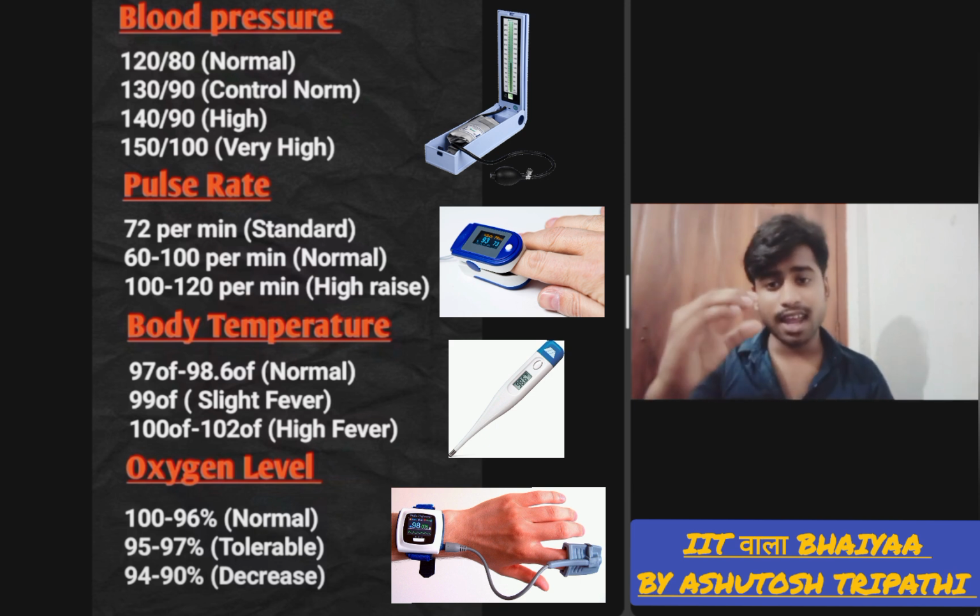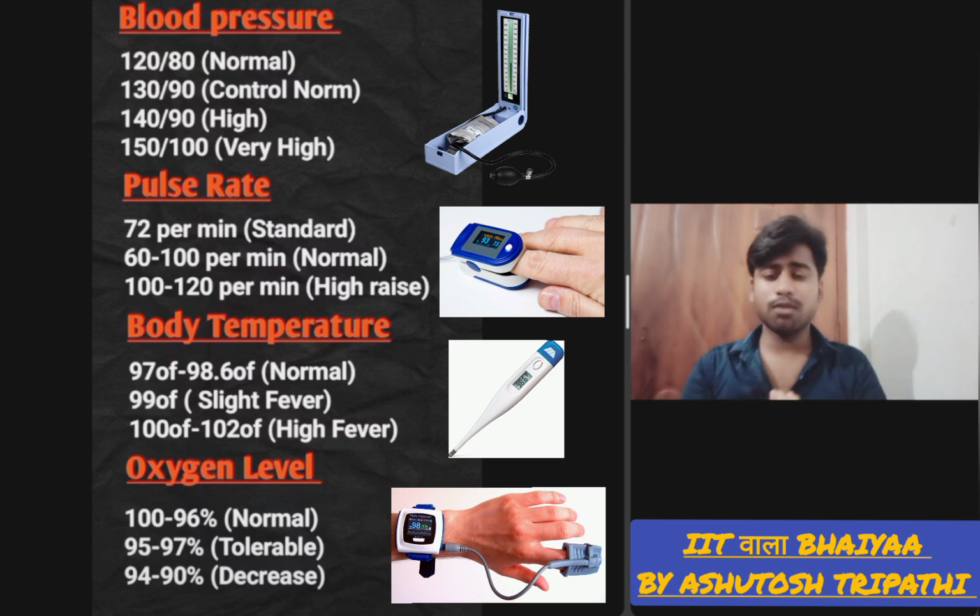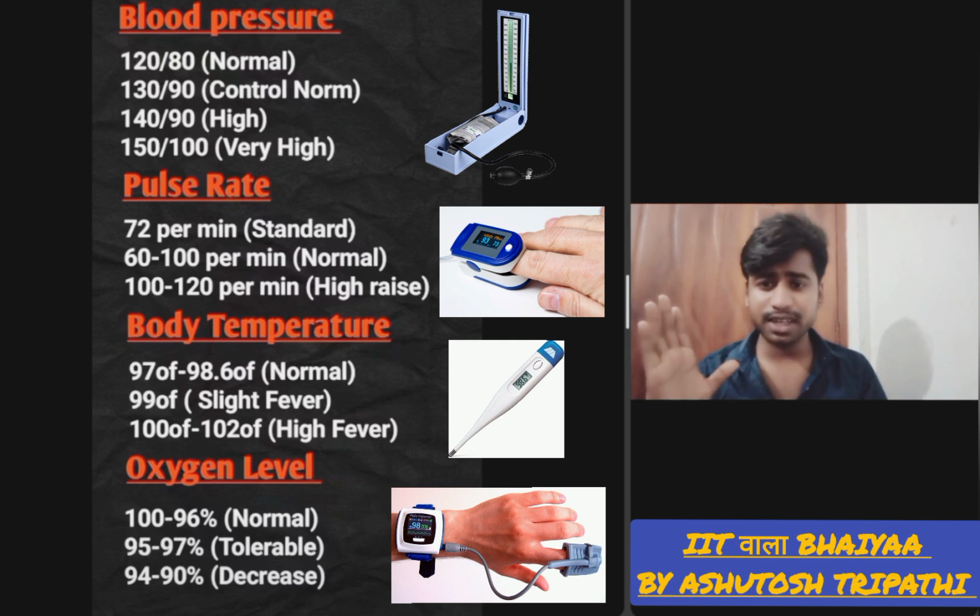We will see all the values. 120 by 80 mmHg is a normal value of blood pressure. 130 by 90 is a control norm of blood pressure. 140 by 90 is a high blood pressure. 150 by 100 is very high blood pressure.